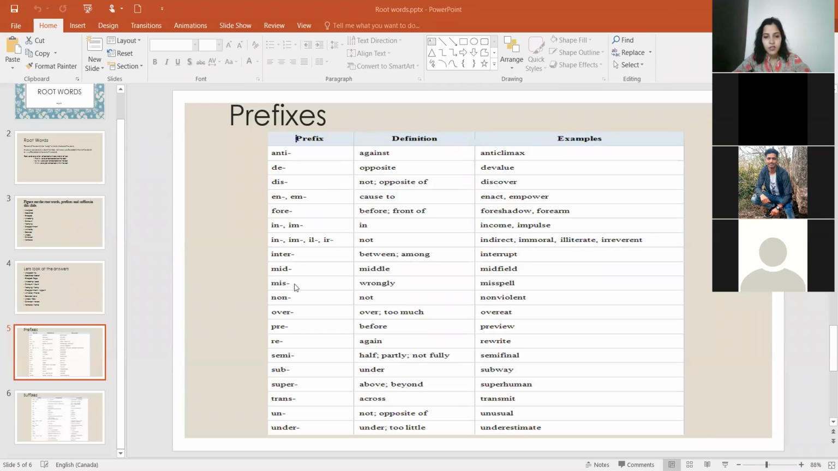All right. So now let's move on to the prefix mis, which means wrongly. Misfortune, mistake, misconception, misunderstand, misbehave, mislead. Mission is again a word in itself. Miscarriage, misspell, misguide, mismatch, yes.